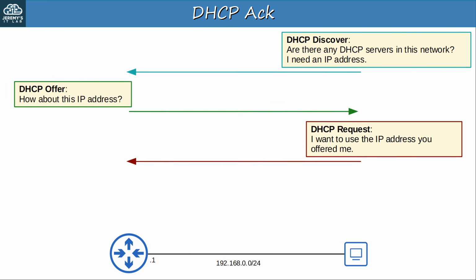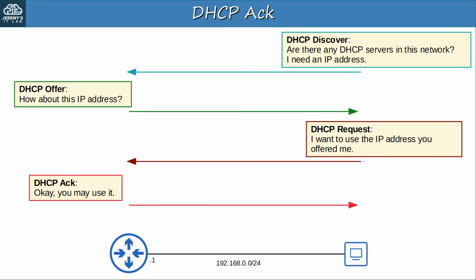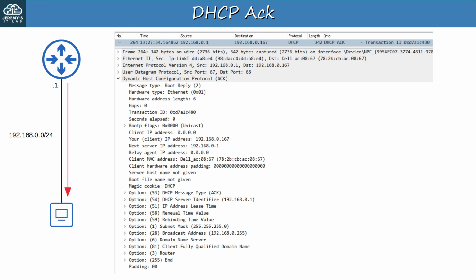Now the final message in the process, the DHCP Ack, acknowledgement. This is sent from the server to the client, confirming that the client may use the requested IP address. Once this message is received, the client finally configures the IP address on its network interface. Here's that Ack message in Wireshark. Notice that these messages from the server to the client are once again sent to unicast addresses, not broadcast. Let me point out once again that the server uses UDP port 67, so that's the source port, and the client uses UDP port 68, so that's the destination port.